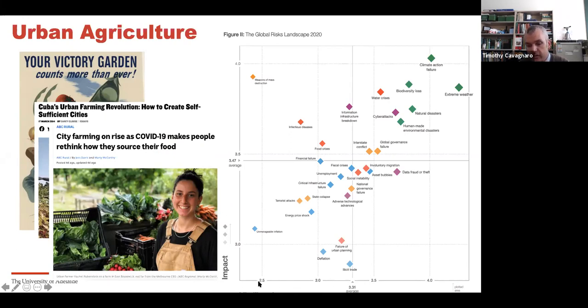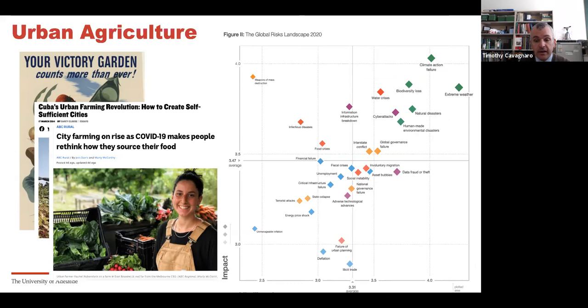So on the x-axis, as you go from a low likelihood to a high likelihood, and then the impact that that particular thing may have on the world, so from a low impact up to a high impact. And what you see in the top right-hand corner are things like climate action failure, extreme weather, biodiversity loss, human-made environmental disasters, water crises, natural disasters. Agriculture and food and the supply of food sits at the heart of these issues.